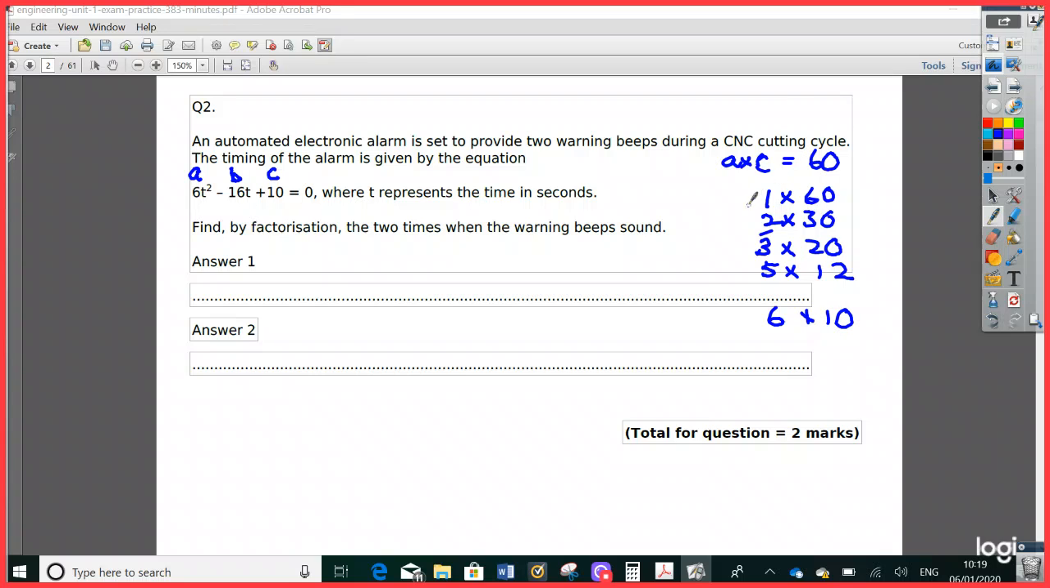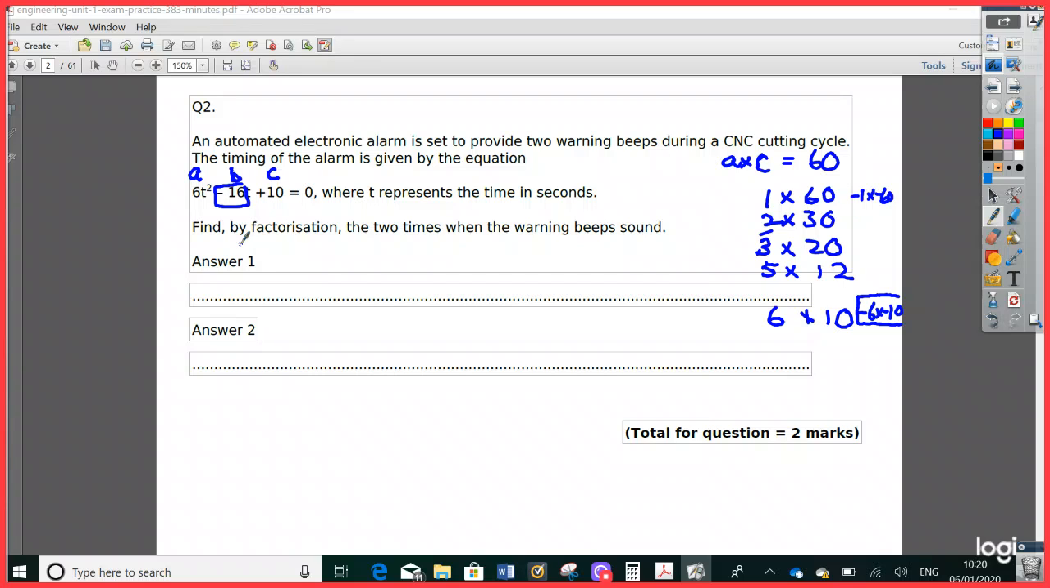Alternatively, you could have all of these being minus times minus, which is plus, for all of them, because that would also give you 60. So there's also minus 1 times minus 60, etc. However, let's say I put them all in. Then you need to find which of those combinations, if they add together, will give you your b, which is minus 16. If you add 1 and 60 together, you get 61, but that's not going to give you minus 16. So you will know that this is your answer: minus 6 plus minus 10 is your minus 16.